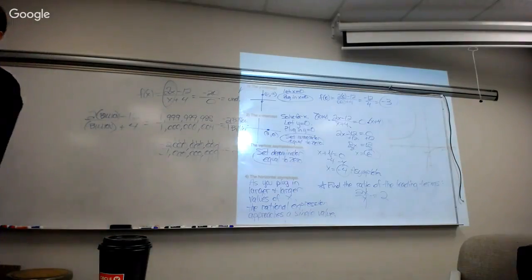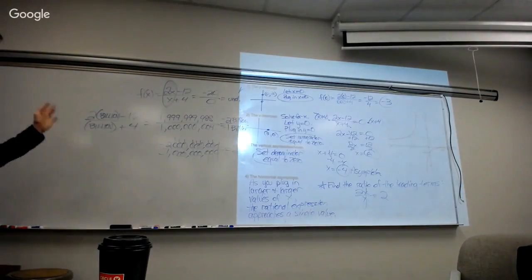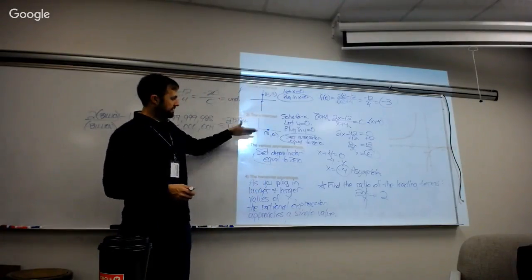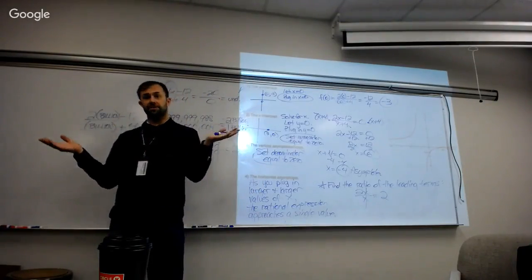Okay, first of all, we've done it. We have now seen how to find the y-intercept, x-intercept, vertical asymptotes, and horizontal asymptotes of any rational function.